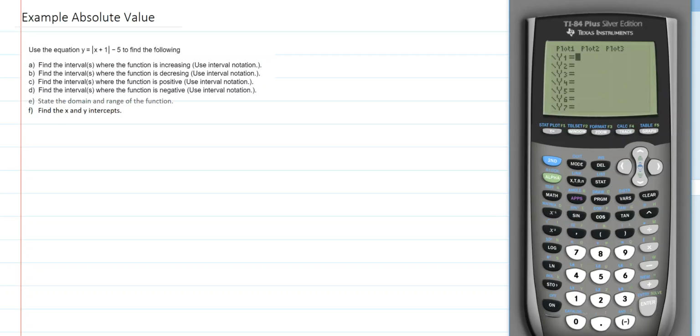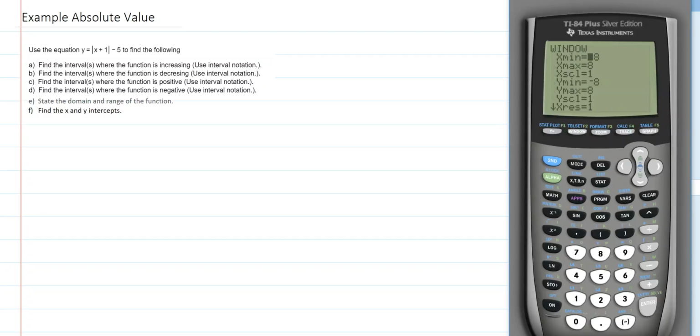In order to put in the absolute value, we have to go to math and then to the right to num, and then choose ABS for absolute value. If you press enter, you'll see the absolute value signs. There we need to put x plus 1, and then outside of the absolute value, we're going to do a minus 5.